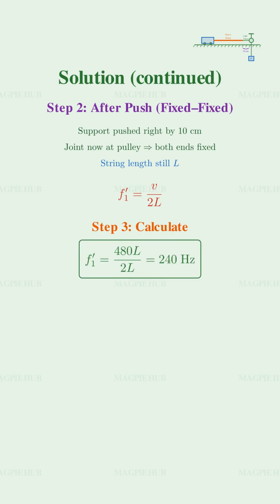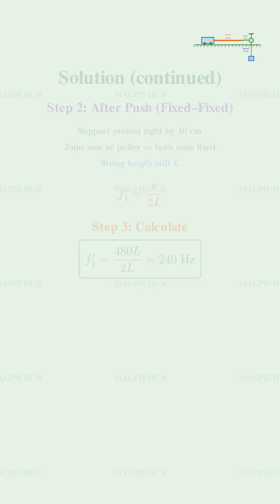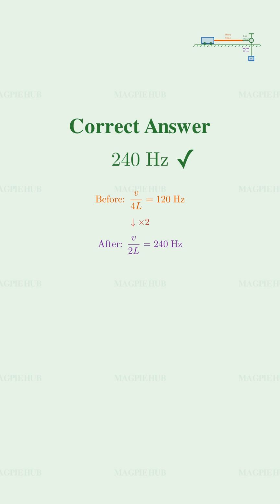Step 3. Substituting V equals 480L into the new formula. F1 prime equals 480L over 2L. The L cancels, and we get 240 Hz. The minimum resonance frequency doubles from 120 to 240 Hz. The correct answer is 240 Hz. The frequency exactly doubles because the boundary condition changes from fixed free to fixed, while the string length and wave speed remain the same.